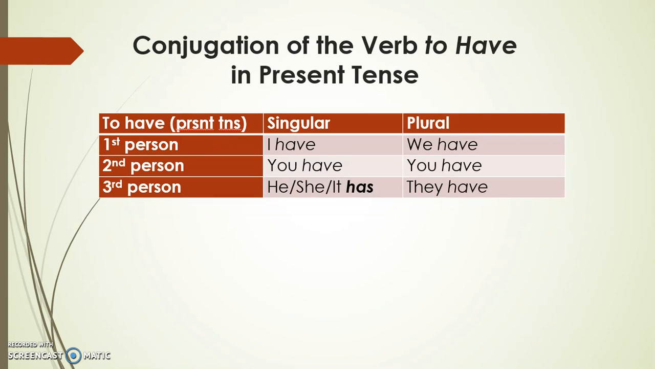Okay, the next verb we're going to look at is to have, and notice that the third person singular, again, in this case, has got the S on the end of it, and all third person singular verbs in the present tense will have that S on the end of it. Notice how everything here is have except for third person singular.